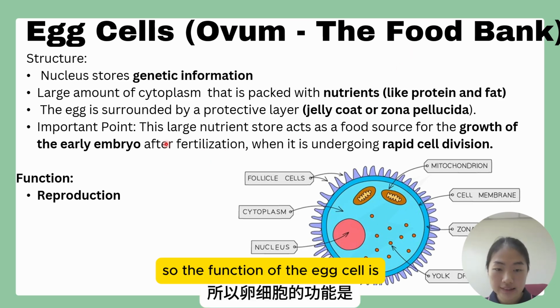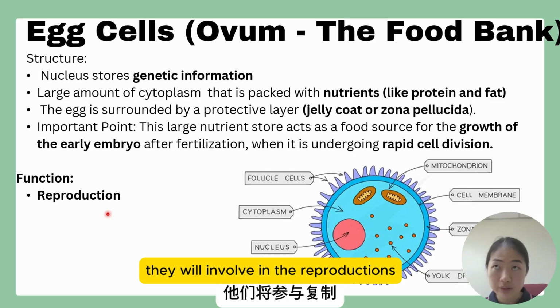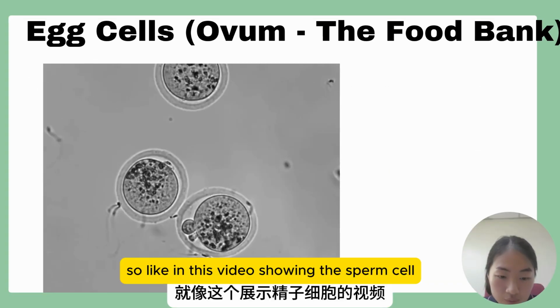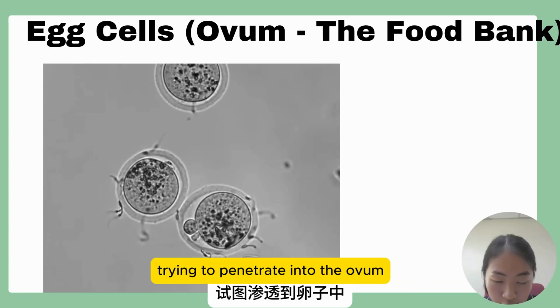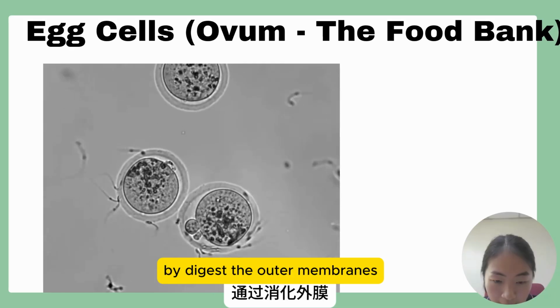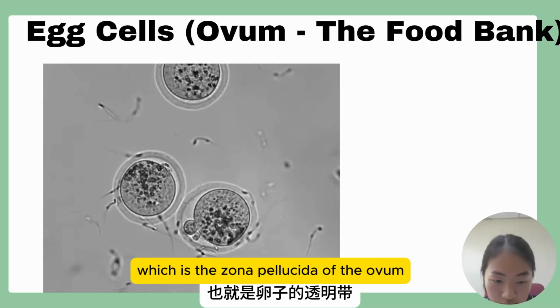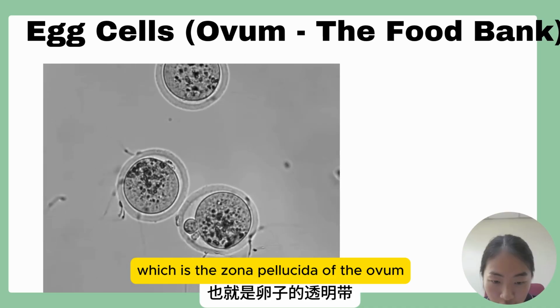So the function of the egg cell is that it is involved in reproduction. Like in this video, showing the sperm cell trying to penetrate into the ovum by digesting the outer membrane, which is the zona pellucida of the ovum.